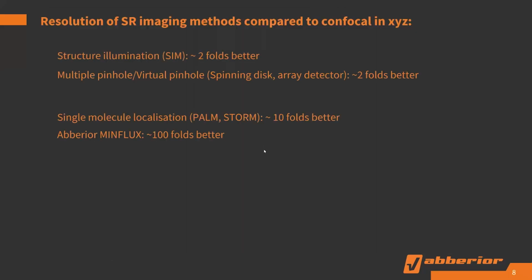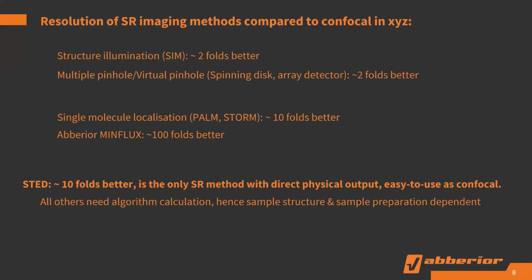So on this slide, it's an overview of all the super resolution methods. So there are 3 categories. The first one is structure related, either structured illumination, SIM, or structured detection, like spinning disk, array detector. We also have our own array detector. You're going to hear it in our MIRAVA. So all the structure-based super resolution methods boost the resolution 2-fold better compared to confocal. In the middle, it's single molecule localization based methods like PALM and STORM. It's 10-fold better than the confocal, and our Abberior MinFlux, it's 100-fold better than the confocal.